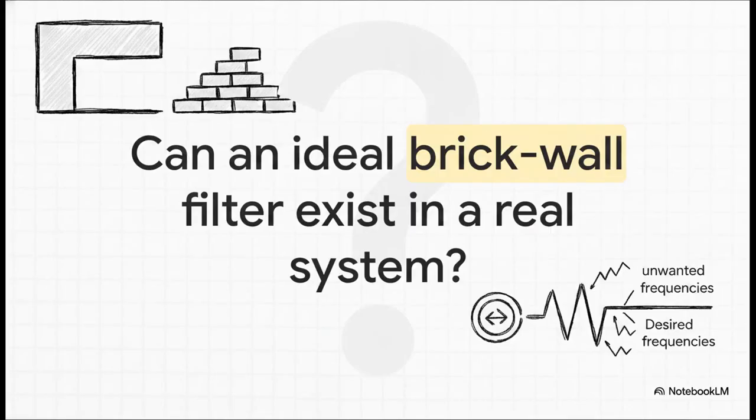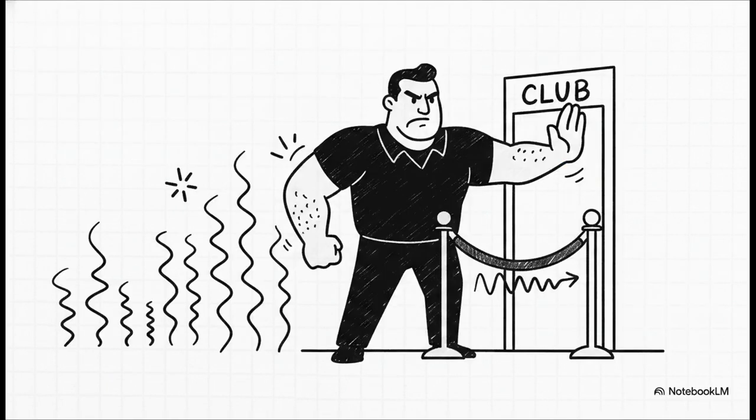As we explore this frequency domain, I really have to ask you the same question posed to the students. Can an ideal brick wall filter actually exist in a real causal system? Basically, a filter that perfectly, flawlessly cuts off all unwanted frequencies and lets all the desired ones through without a single mistake? Well, spoiler alert, the answer is no, mostly because of pesky physical limitations.